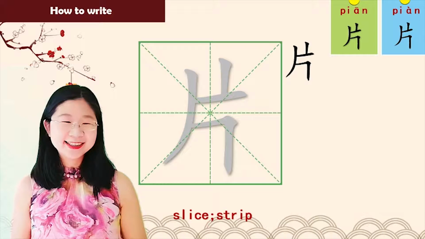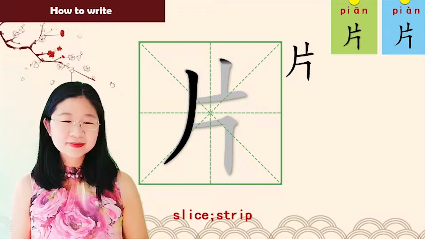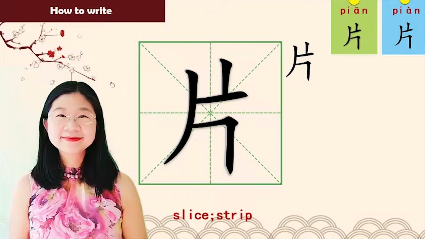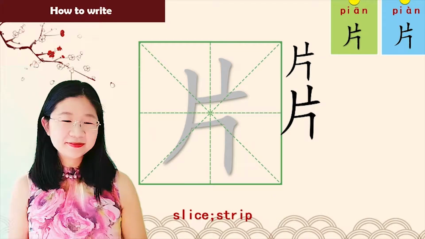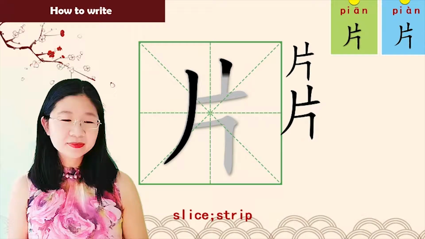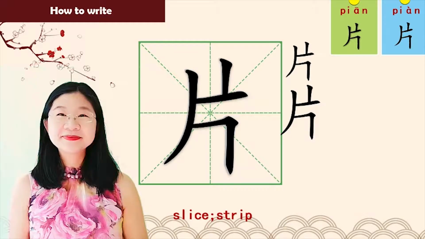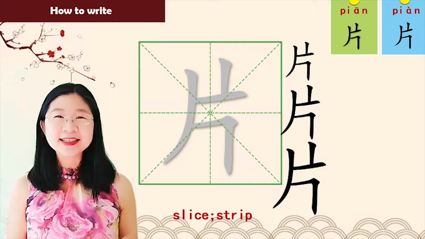Let's do it again. 1, 2, 3, 4. Okay, the last time. 1, 2, 3, 4. Okay, I hope you could practice it by yourself.